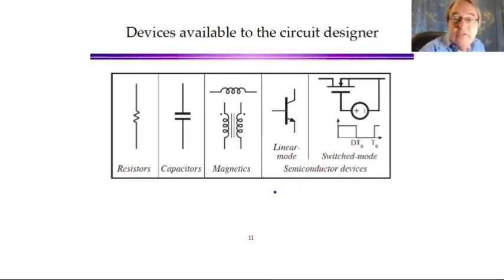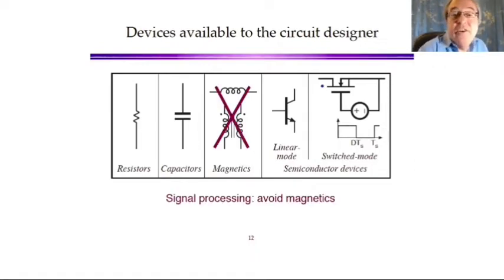How do we build a circuit that changes the voltage with high efficiency? Here's a diagram of, in general, the different categories of electrical circuit elements that we have. Resistors, capacitors, magnetics, including transformers and inductors, and semiconductor devices that here are generally grouped into two categories. The first is linear mode transistors, such as Class A amplifiers or op-amp circuits, and the second is switched mode, which is transistors that are operated as on-off devices, such as in a digital circuit, where they're either all the way on or all the way off.